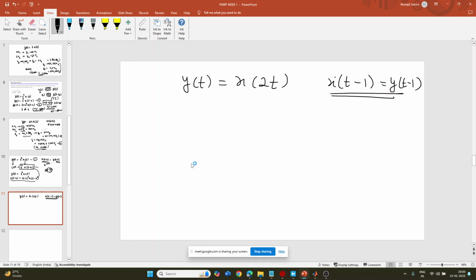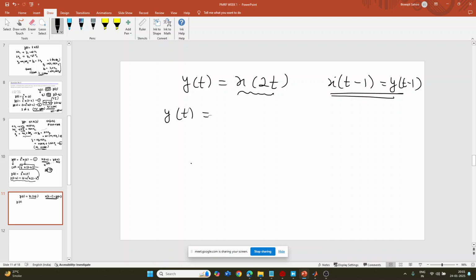It means if I delay my input by 1 second, my delay in the output should be 1 second. Okay, just remember that in your mind. So what you do: first, check out where x is there. X is there, this one. This is the x. Now you have to delay that.